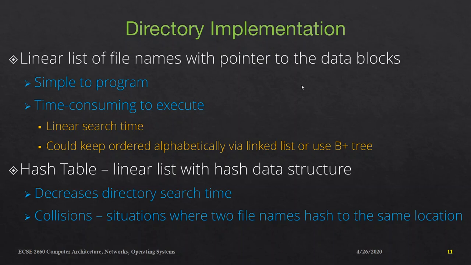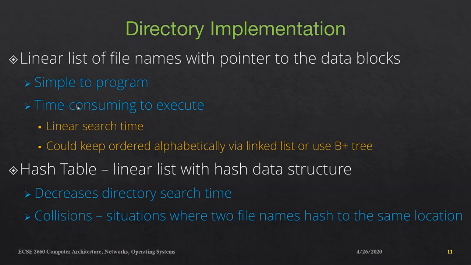A directory is a special type of file, because all it contains is the information about all the files and subdirectories inside that directory. In the linear list, it has a list of file names, including the pointer to the data blocks where they are located in the hard disk, and it's going to be a linear list. And because it's a linear list, it is very simple to program.